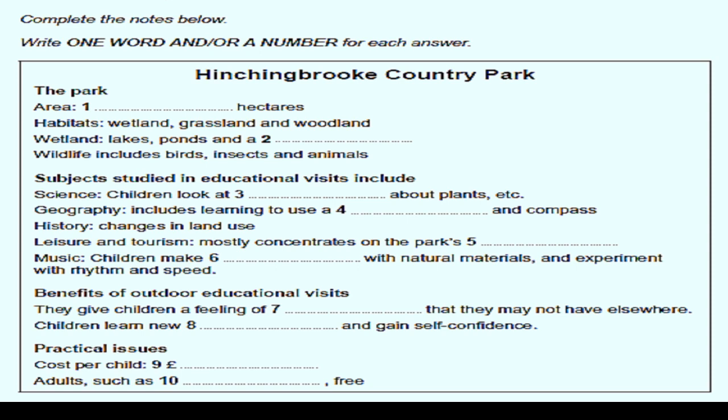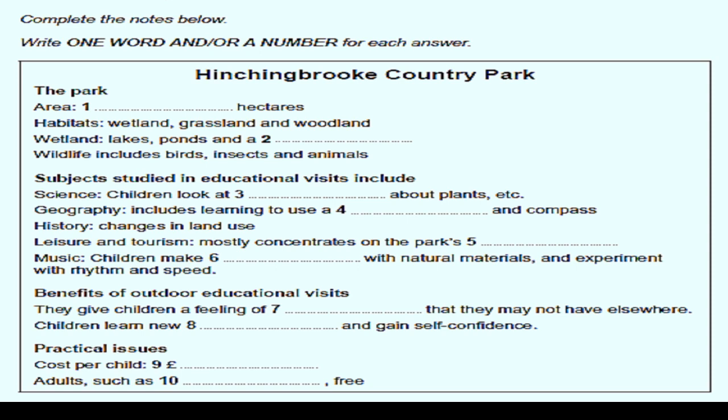Another focus is on geography. The park is a great environment to learn and practice reading a map and using a compass to navigate around the park. Do you do anything connected with history? Yes, we do. For instance, the children can explore how the use of the land has changed over time. Then there's leisure and tourism. That focuses on your visitors, I would imagine. Yes, mostly. The children find out about them, their requirements, the problems they may cause, and how we manage these.